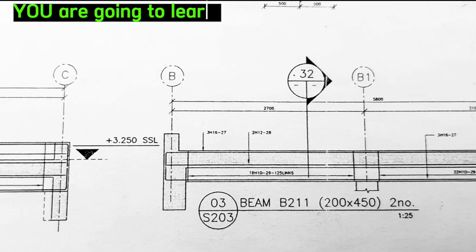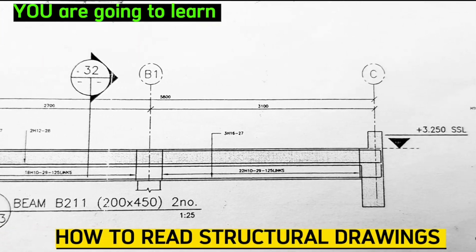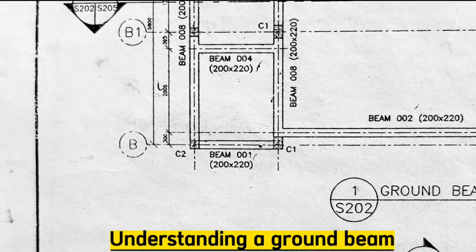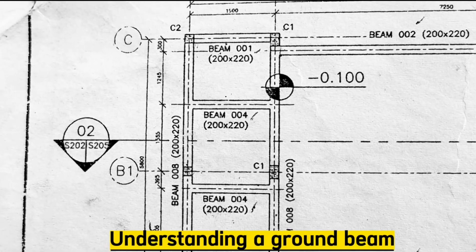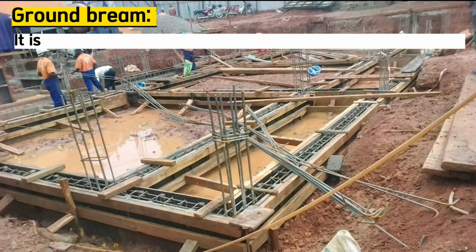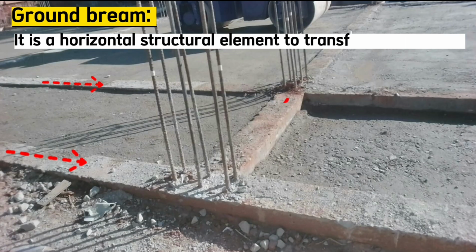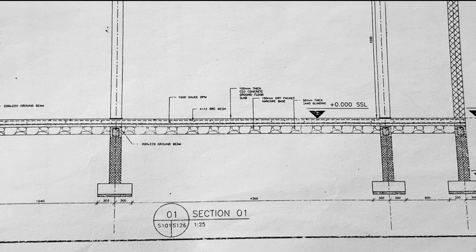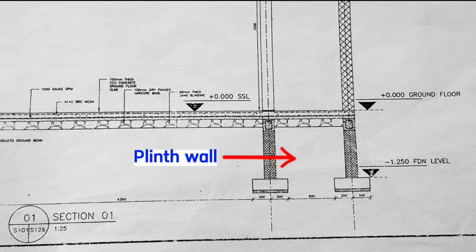You are going to learn how to read structural drawings and specifically the ground beam in this particular video. Let's first clearly understand what a ground beam means. So this is the ground beam. It is a horizontal structural element to transfer loading from building walls and joists to the ground. The ground beam is always sitting on the plinth wall.